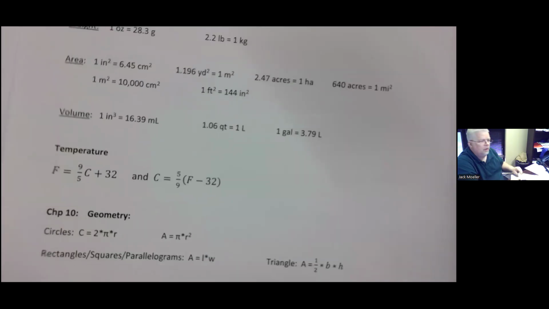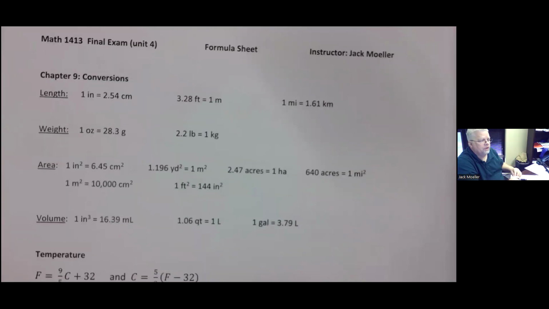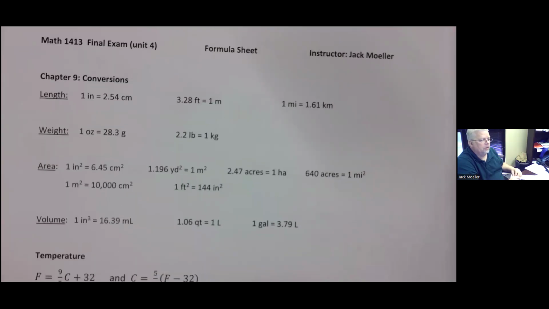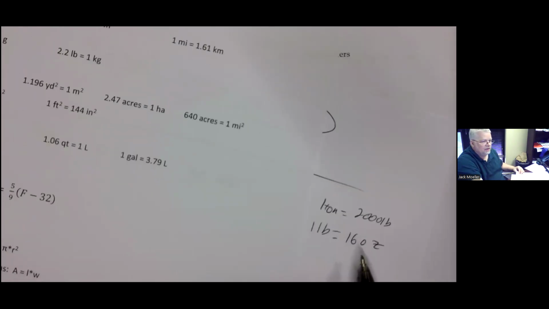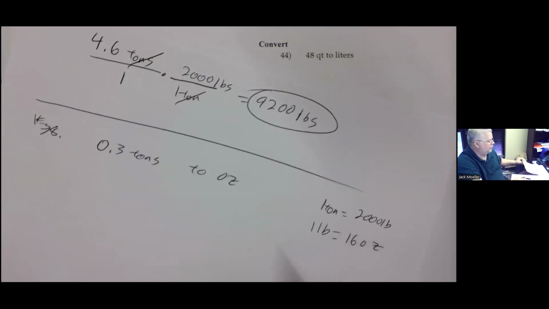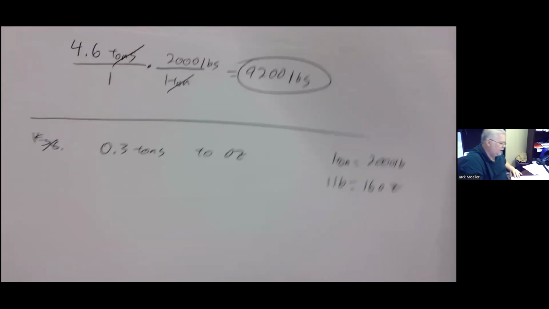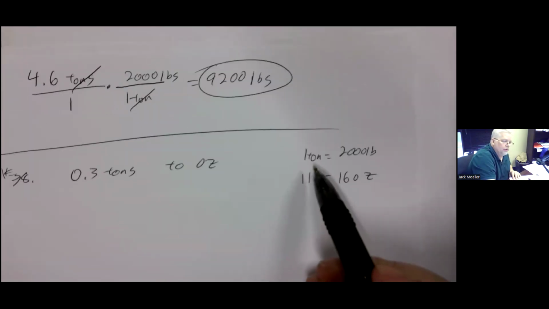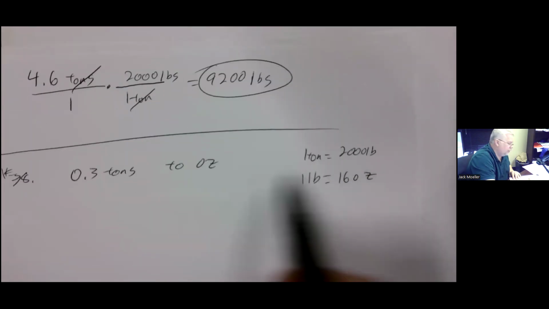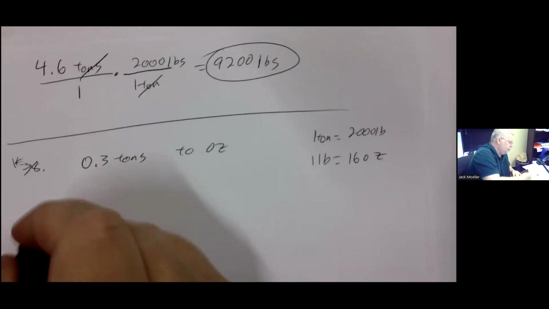Yeah, if you remember, I have that formula sheet. On this formula sheet, this is pretty much English to metric, or the area stuff that we don't use as much, I give you those. If there's something like 1 pound is 16 ounces that you think you might forget, remember you are allowed 1 page of your own notes in addition to this for the test. All right, so we started with tons, went to pounds, and then go from pounds to ounces. So this is a 2-step problem.